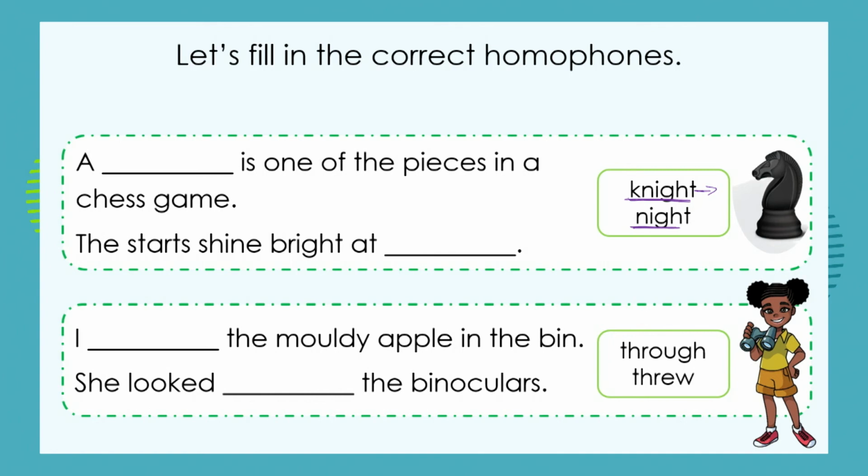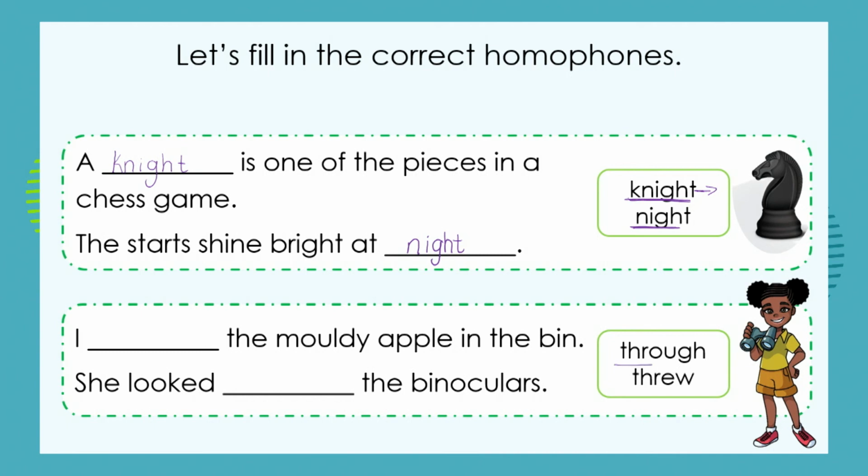A knight is one of the pieces in a chess game. And then we say, the stars shine bright at night. So we know that we get a knight, which looks like this, the horse. So we spell it with a K, N, I-G-H-T. And there we say the stars shine bright at night, so N-I-G-H-T. And then our last one, through and threw.